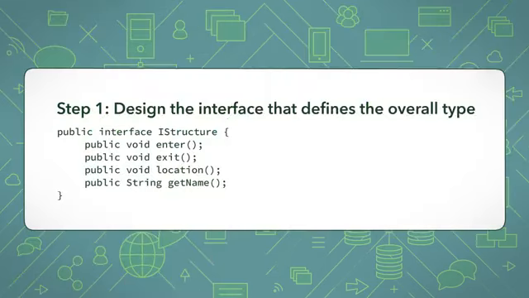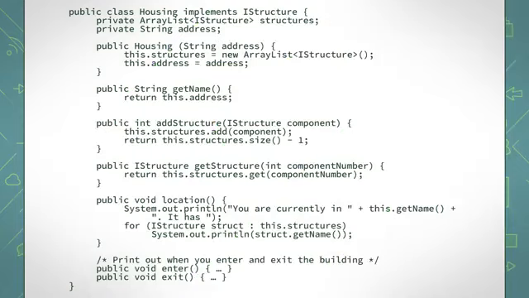Step 1. Design the interface that defines the overall type. We start off by defining the interface that the composite and leaf classes will implement. This supports polymorphism for your component and leaf classes. Step 2. Implement the composite class. You implement the interface in the composite class. This will give the housing class its own behavior when client code uses it. Since a housing object can be composed of other structures, you will need to represent this containment with a suitable collection. You will also need a method for adding more components to your composite object. Here, we have used a private array list and changed it only through the public addStructure method.